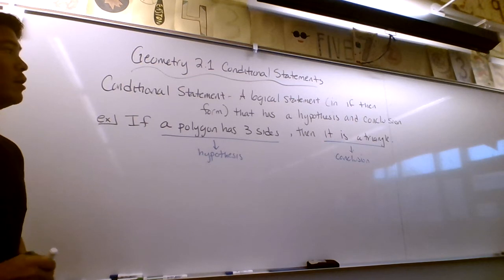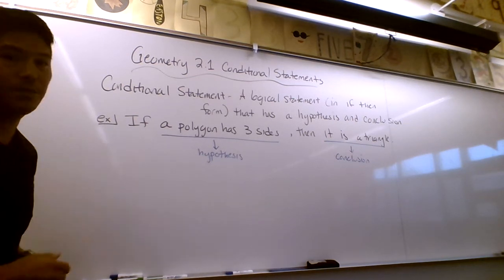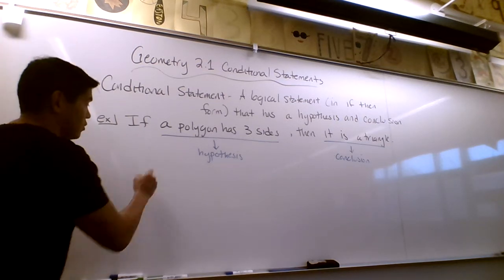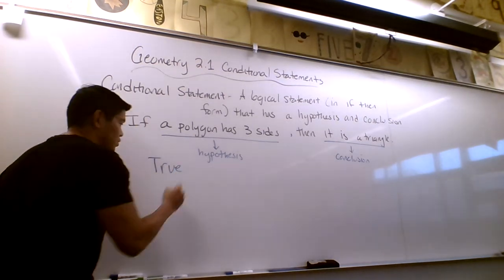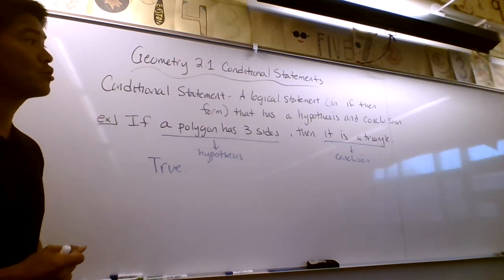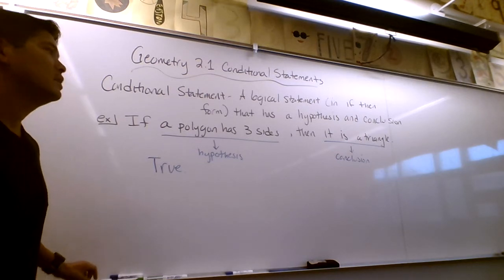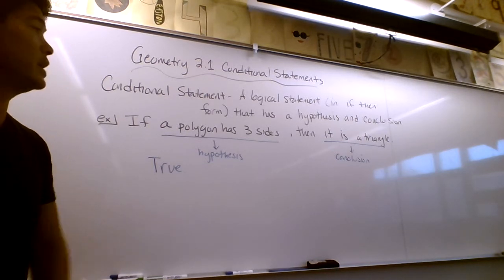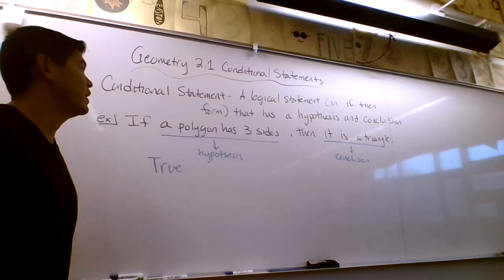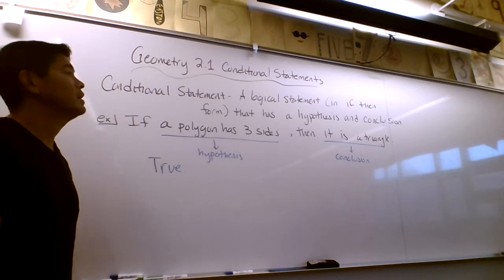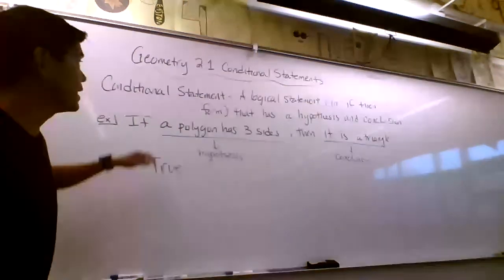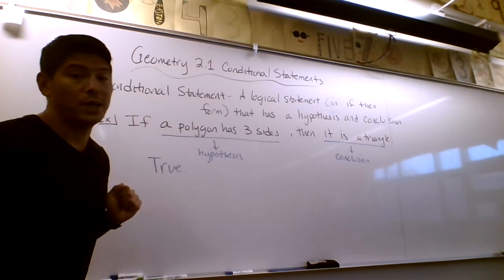If you thought about whether this is true or false, it has to be true. There's no polygon that has three sides that's not a triangle. So the truth value is true; you can't come up with a polygon that has three sides that is not a triangle. Maybe you're thinking, well, it could be equilateral, and equilateral is a type of triangle. Or it could be scalene; again, scalene is a type of triangle. Every polygon that has three sides is a triangle. So that's the basics of conditional statements. Again, every conditional statement can be written in if-then form.